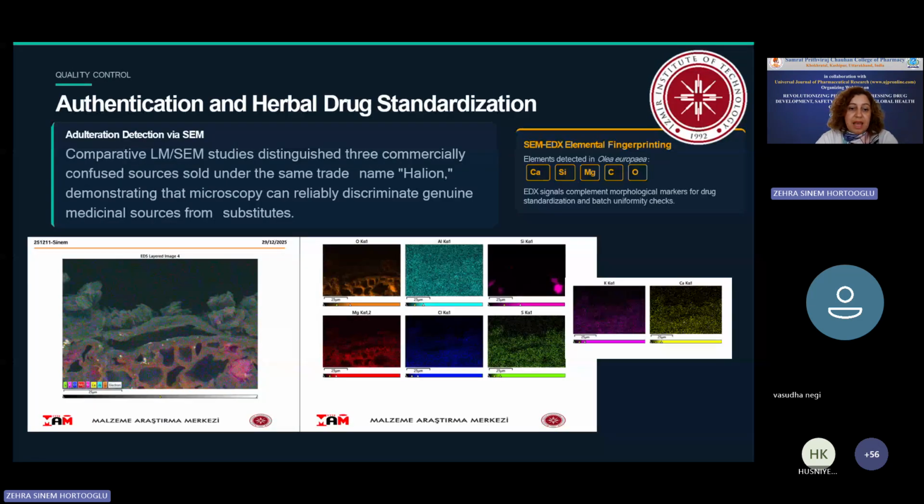And this is a mapping analysis, and you just see the elemental colors. For example, oxygen is orange, aluminum is turquoise, silicon is pink, magnesium is red, and we just see the elemental composition of Olea europaea. These are morphological markers for drug standardization, which is very important.